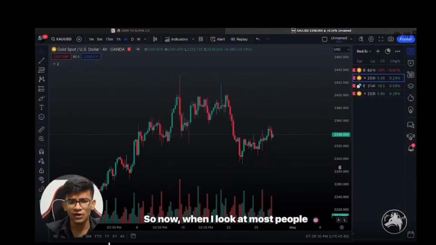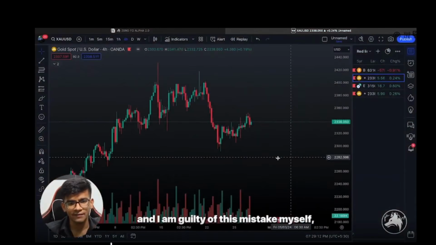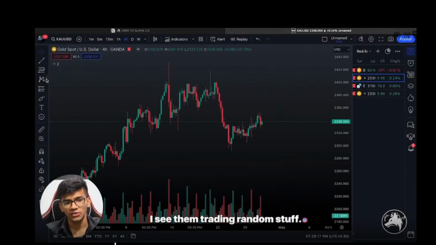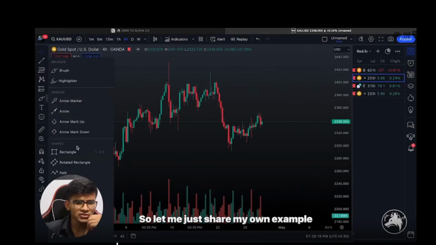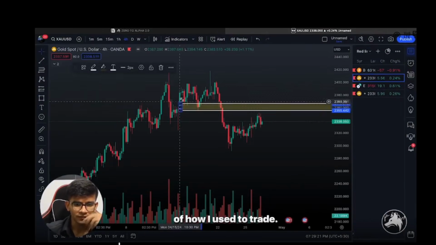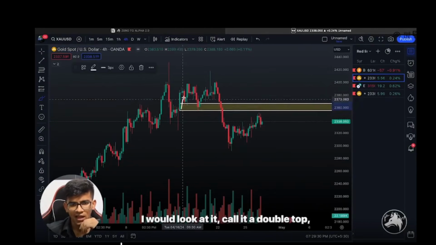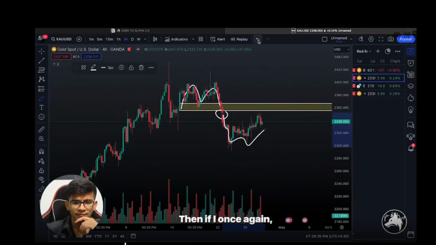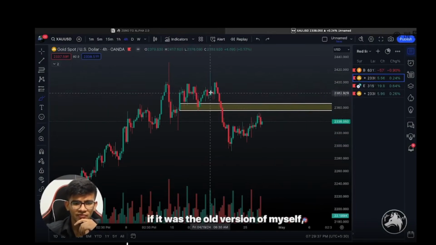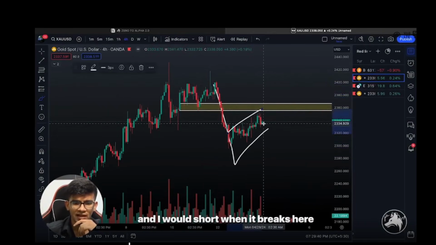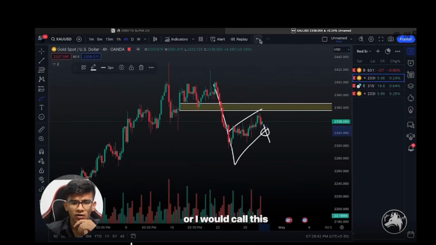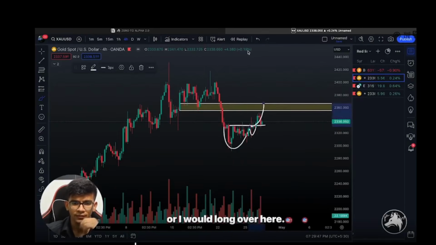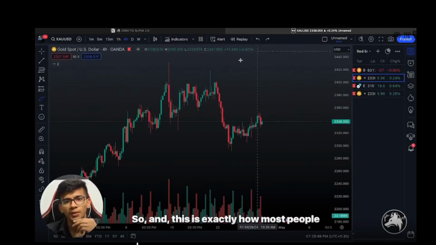So now, when I look at most people, and I am guilty of this mistake myself, I see them trading random stuff, right? Let me just share my own example of how I used to trade. If it was the old version of myself, I would look at it, call it a double top, I would short right here, price would go down. Then, once again, I would call this a bear flag and I would short when it breaks here, or I would call this a double bottom, or I would long over here. And this is exactly how most people trade nowadays.